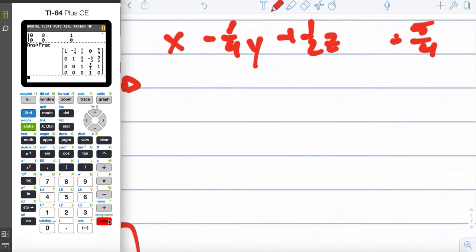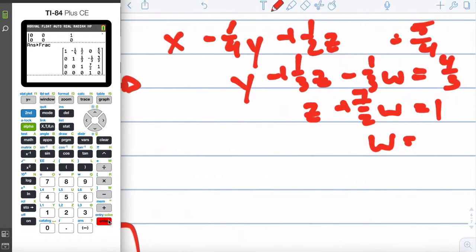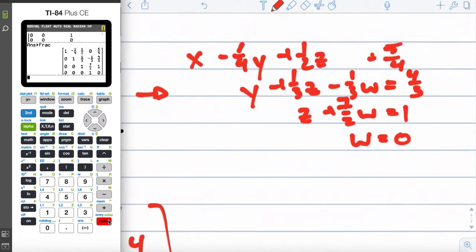It also tells me y plus 1/3 z minus 1/3 w is equal to 4/3. Tells me z plus 7/2 w is equal to 1. It tells me w is equal to 0. Okay, well that makes my life a little bit easier.